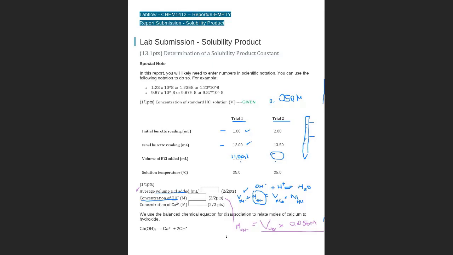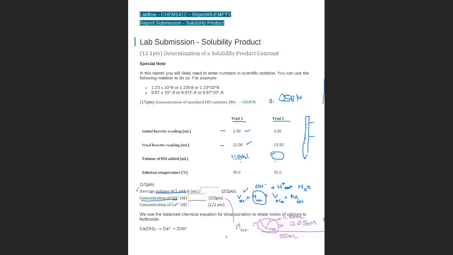If you write this volume in mL, then you write the other volume in mL. In my case, I use 25 mL of sample. You have to read your procedure and make sure you also have 25 mL of calcium hydroxide. And the volume, in this case, mine was the average. Mine was, I think, 11.25 mL. Either you write both in mL, it's okay, because they cancel out.